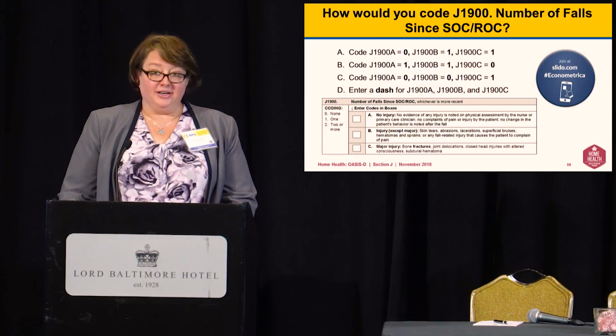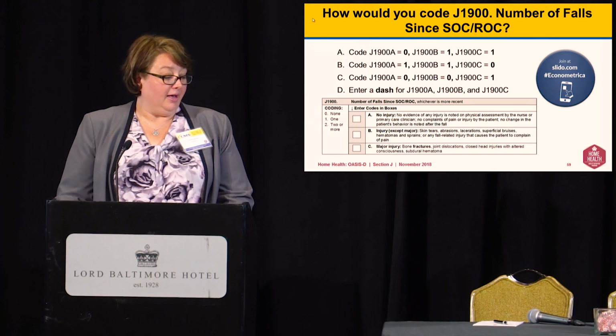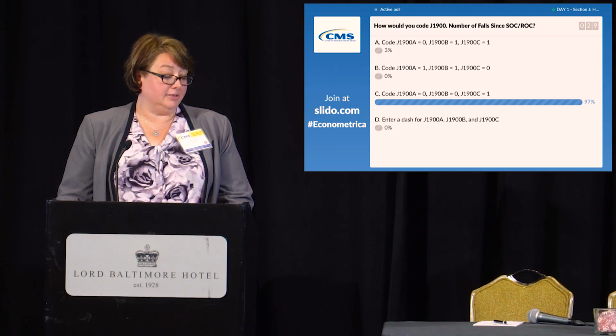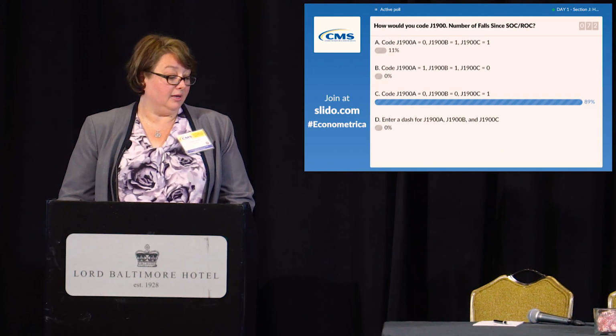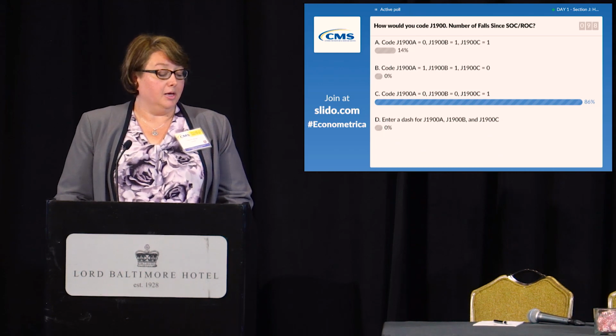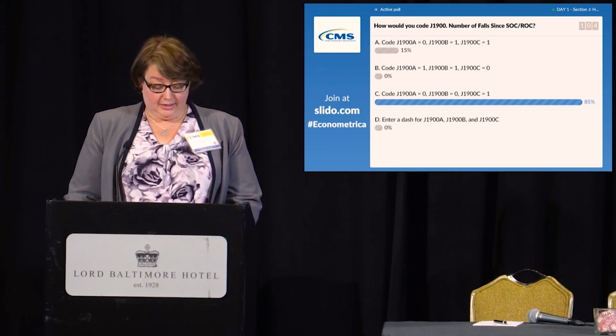How about J1900? Is it A0, B1, C1? Is it A1, B1, C0, A0, B0, C1, or a dash for A, B, and C? So we have a few people thinking it's A, but a majority of you guys think it's C.